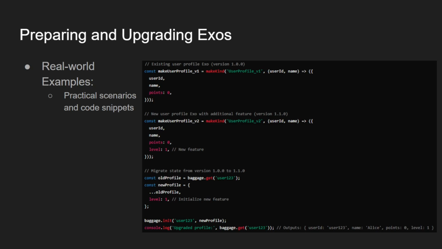In summary, upgrading Exos involves careful preparation, executing the upgrade process, and following best practices to ensure a smooth transition. By versioning, testing, and backing up state, you can upgrade your DApp's functionality without disrupting its operations. In the next section, we'll move on to discussing the various components that make up an application in Agoric. We'll focus on vStorage and the UI kit components, which are both essential for building great dApps.